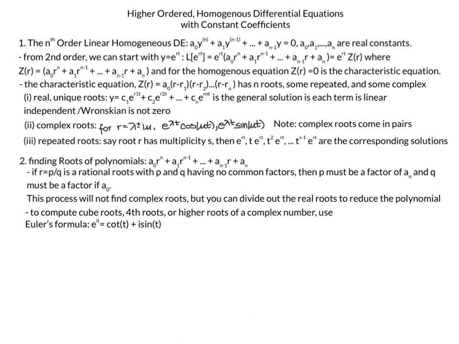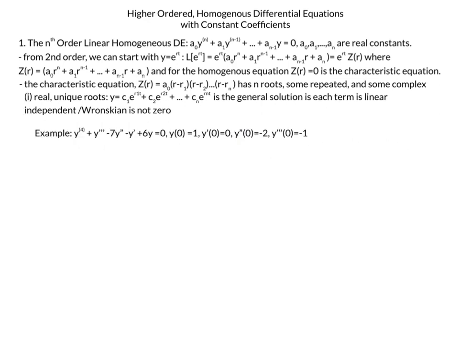And to compute cube roots, fourth roots, or higher roots of a complex number, we're going to use Euler's formula. So it's good to remember e to the it is equal to cosine of t plus i sine of t. And we will start with an example, and we'll start with real unique roots.